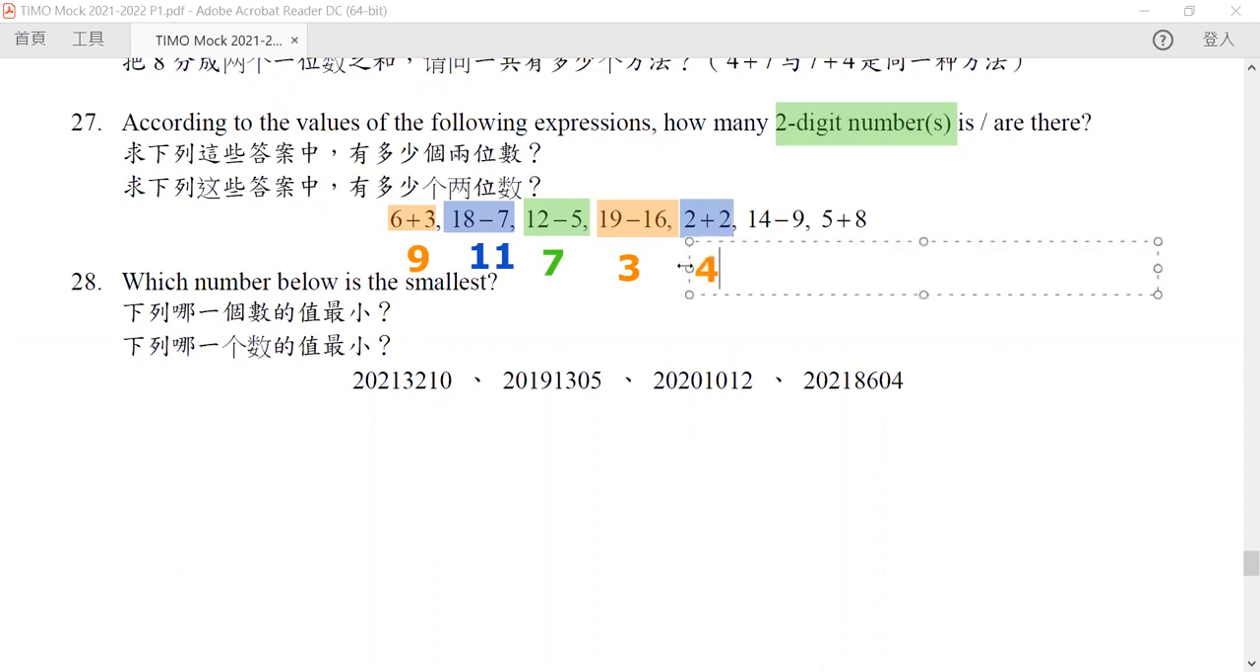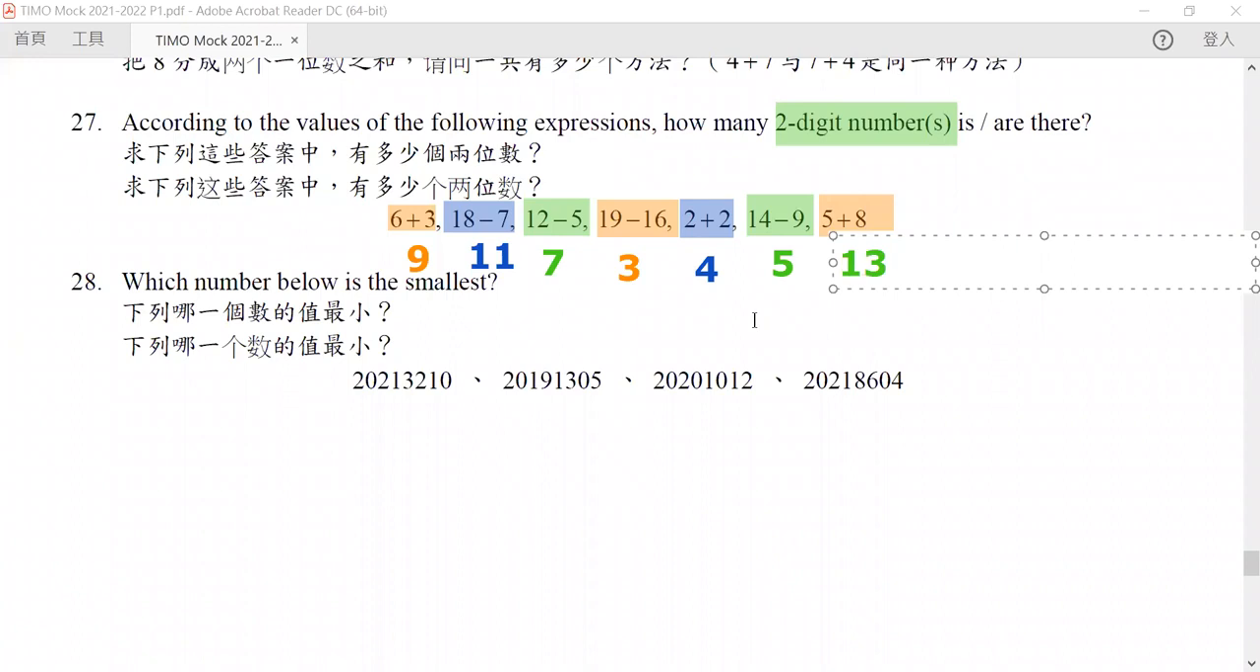Now, there's only one way for you to see whether or not it is a 2-digit number, which is to find the exact value of them. So there's no easy way of doing this question. You need to calculate each number separately. Okay, so 14 minus 9 is equal to 5, and finally 5 plus 8 is equal to 13. So now in here, how many of them are 2-digit numbers?